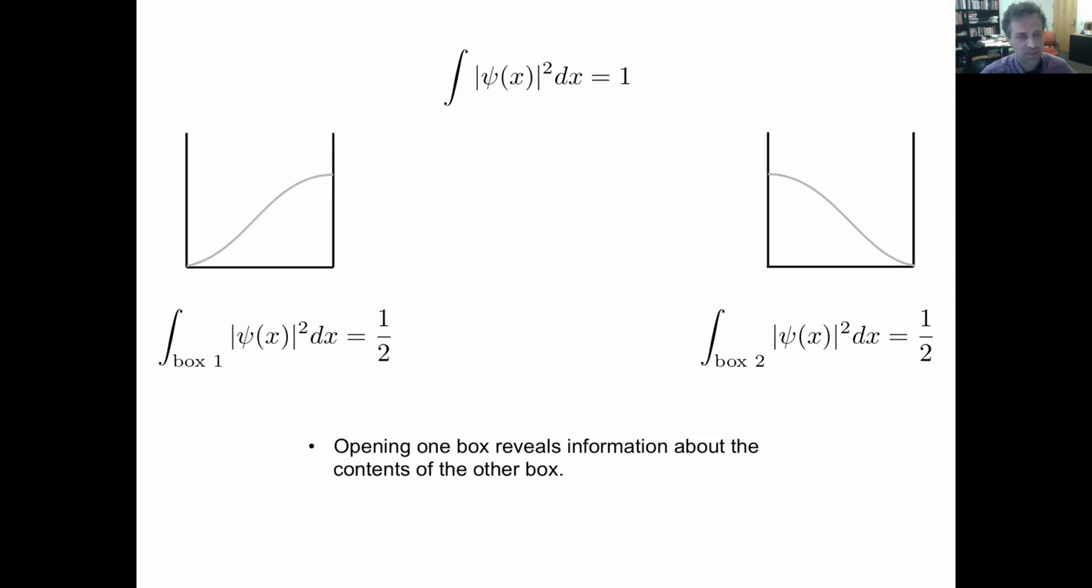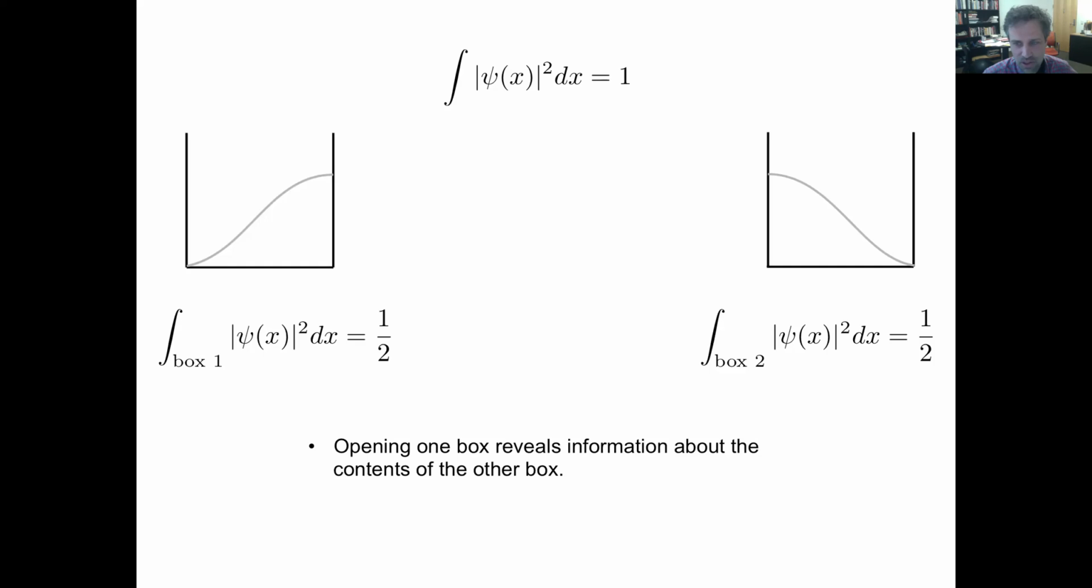All right. But the problem is, if I do that and I find the particle in box number 1, then I know immediately that it was not in box number 2. Okay, that sounds trivial. And if it was not in box number 1, then I know immediately that it must have been in box number 2. But these two boxes are very far apart.